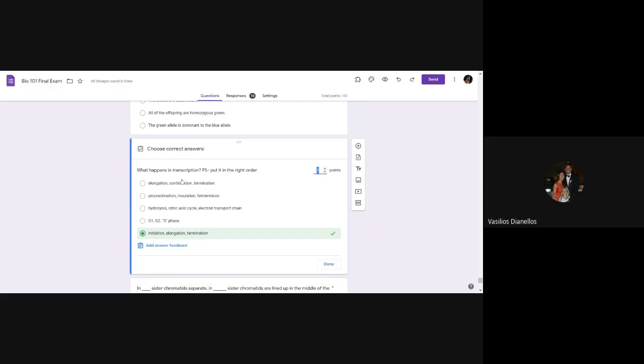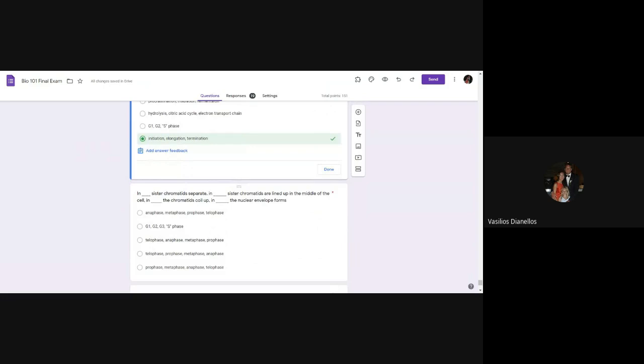Sadly, I don't think anyone even guessed that. At least if you guessed that, at least that logically makes sense, right? It's getting elongated, and then it keeps getting elongated, and finally it stops. Plus, it actually involves one of the correct terms. But anyway, so that's the answer. Initiation, elongation, termination. And that's why the other ones are incorrect.